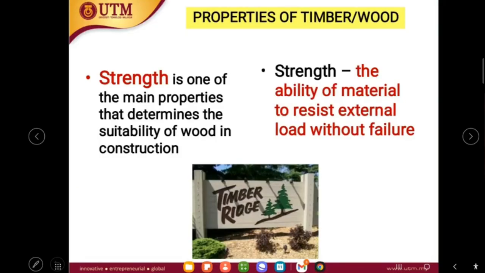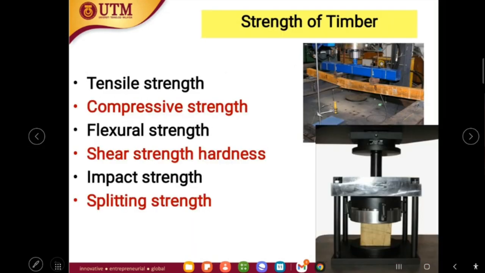Right, so now we talk about strength. Strength is one of the main properties that determine the suitability of the wood in constructions. If the wood we are using is softwood, like a papaya tree or banana tree, I believe no one will dare to use this kind of wood as a column or beam to take a structural load. Strength is the ability of the material to resist external load without failure. I believe you all already know.